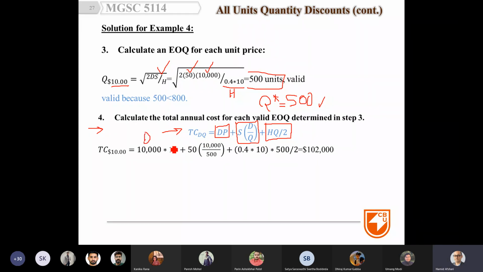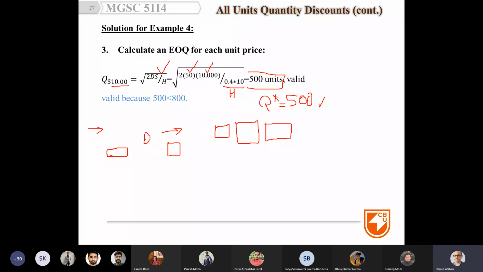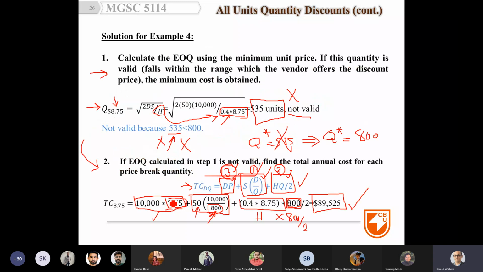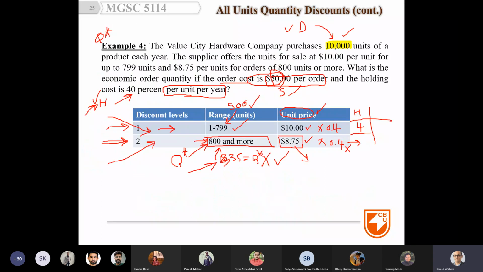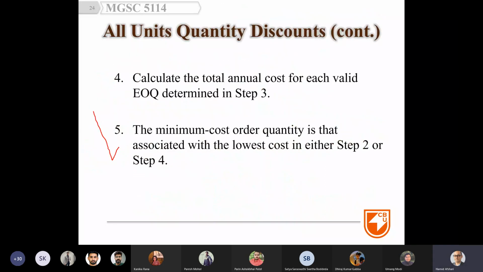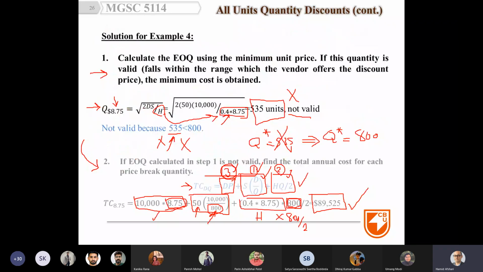But for unit price, I am calculating the total cost when the unit price is $10. So here I am writing $10 for P. Okay, everybody understand? So don't write 8.75. This is for the cheapest discount level. We are now calculating for the first discount level. For the first discount level, how much is the unit price? $10. Okay, be careful about that.